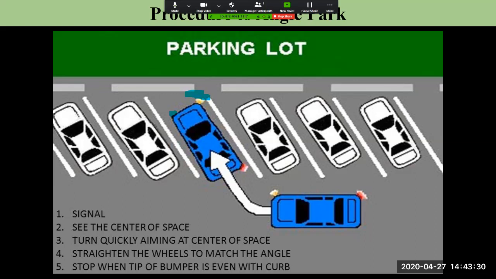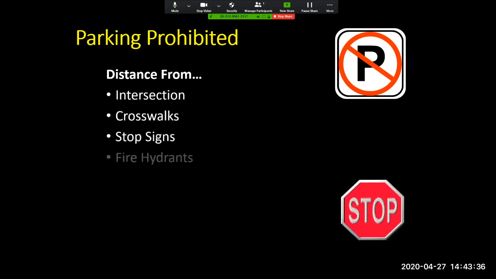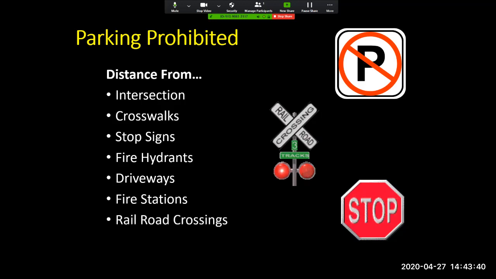Okay, so parking on a hill, we have to know where we cannot park. We cannot park by intersections, crosswalks, stop signs, fire hydrants, driveways, fire stations, and railroad crossings. Okay, so there's a lot of places we can't park, but with that, we have a lot of places we can park. These all have distances. That is where your Drive by the Numbers is going to come in handy.